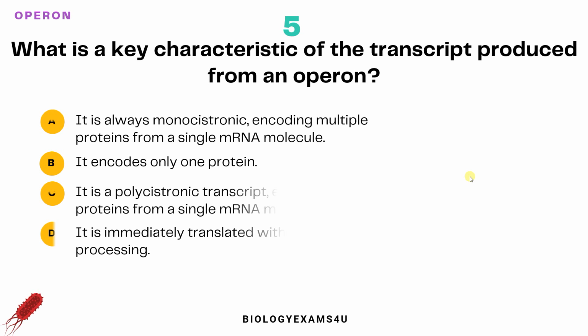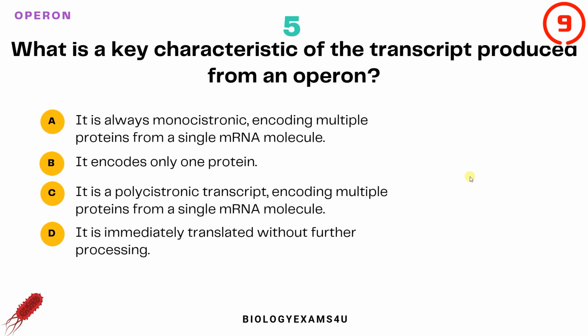Option A, it is always monocistronic, encoding multiple proteins from a single mRNA molecule. Option B, it encodes only one protein. Option C, it's a polycistronic transcript encoding multiple proteins from a single mRNA molecule. Option D, it is immediately translated without further processing.